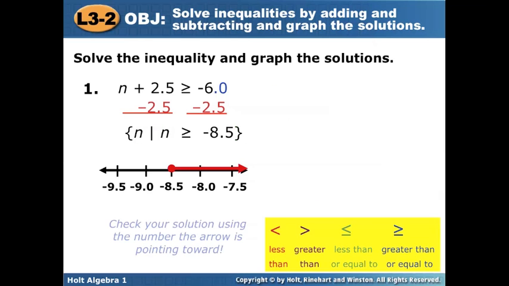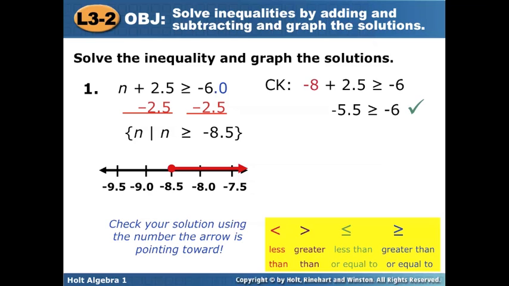Finally, we will check our solutions. You will need to check a solution from the shaded region of your number line. Do not check the number on the dot. We're going to check with negative 8. When we add that to 2.5, we find that we get negative 5.5 is greater than or equal to negative 6. So this is a true statement. On all of your examples, you will solve, write your solution in set notation, graph, and then check.